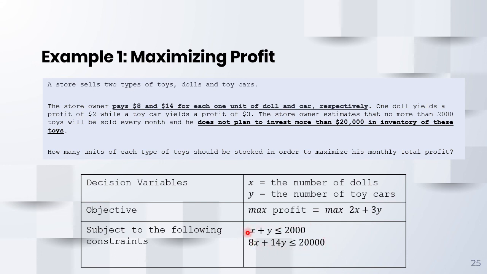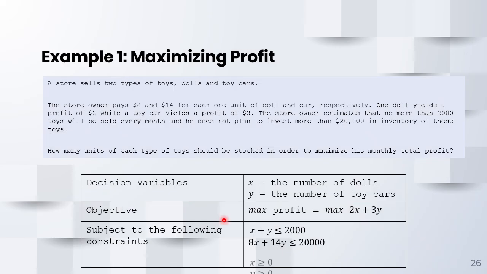However, there are constraints that are not listed in the problem. Take note that x represents the number of dolls and y represents the number of toy cars. So in this case, x and y cannot have negative values. So we have to include the non-negativity constraints. So now we are done converting the word problem into a linear programming model. We can now begin solving the problem.